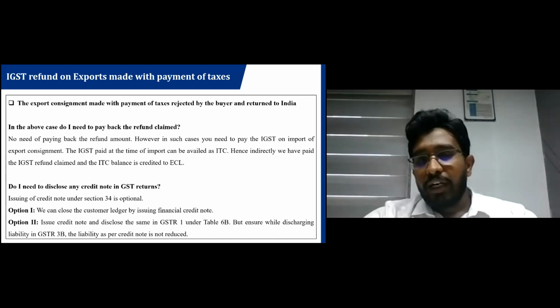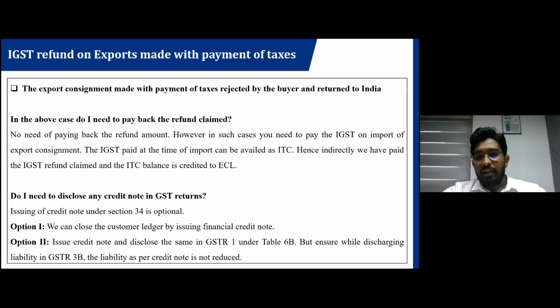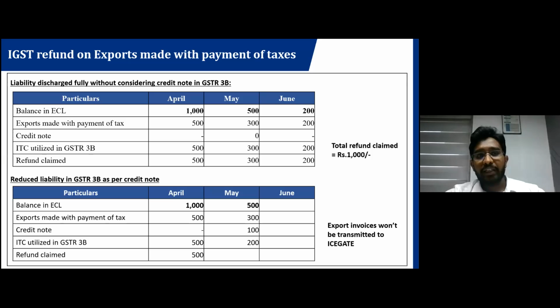If you reduce your liability in the subsequent months, what will happen? Your refund for that month won't be processed. I will show you in tabular form the impact. For example, you have disclosed the credit note in GSTR 1, no issue. While coming to GSTR 3B, you are not supposed to reduce your liability. The first case is we are not reducing any liability against the credit note in GSTR 3B.